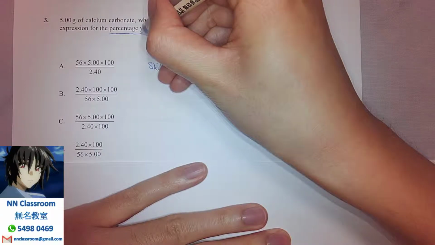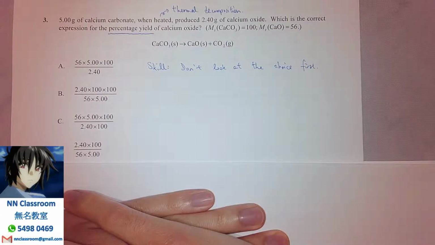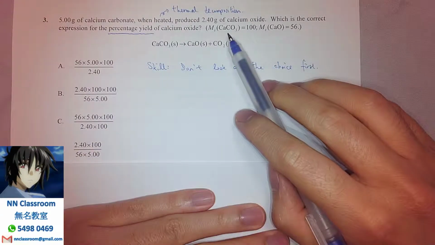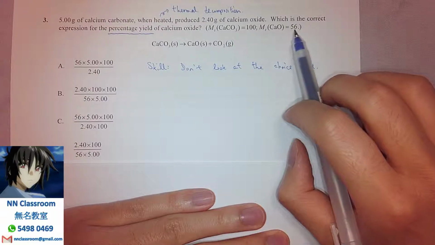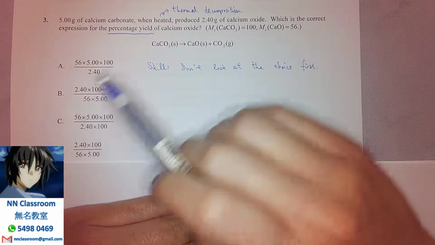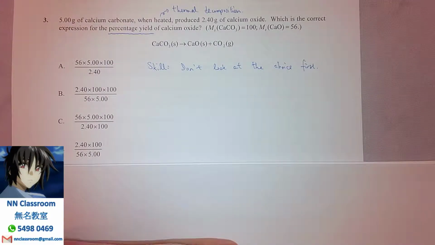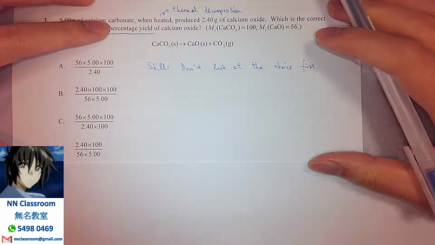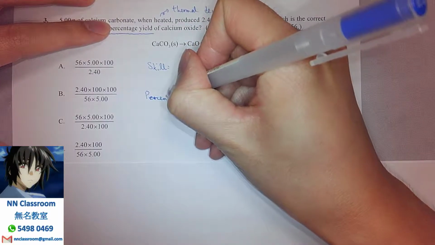So here comes a really major concept, really fundamental in terms of stoichiometry, in terms of the percentage yield of calcium oxide. They give you the molar mass of calcium carbonate as 100, and the molar mass of calcium oxide as 56. And at the end, they give you the equation for this thermal decomposition. So the basic idea that students must know at the very beginning is what is meant by percentage yield.